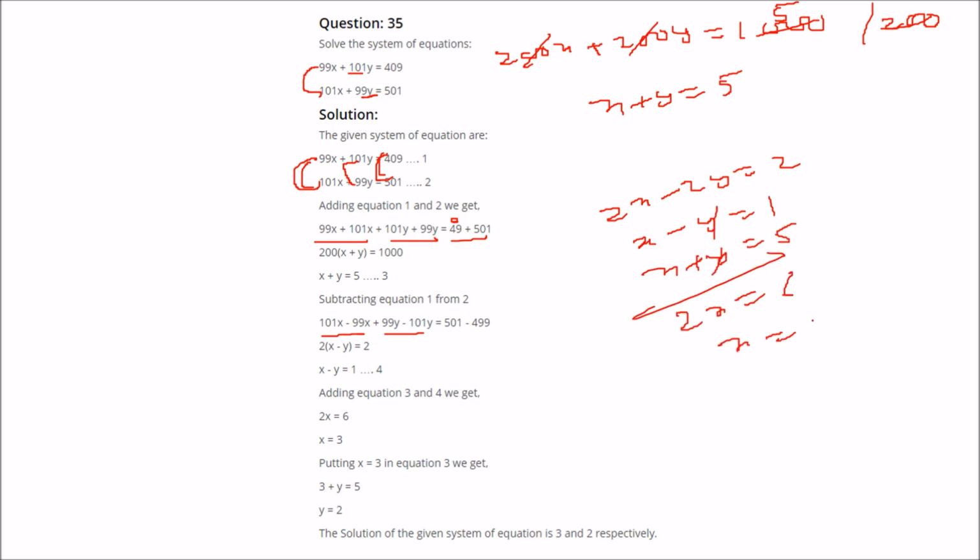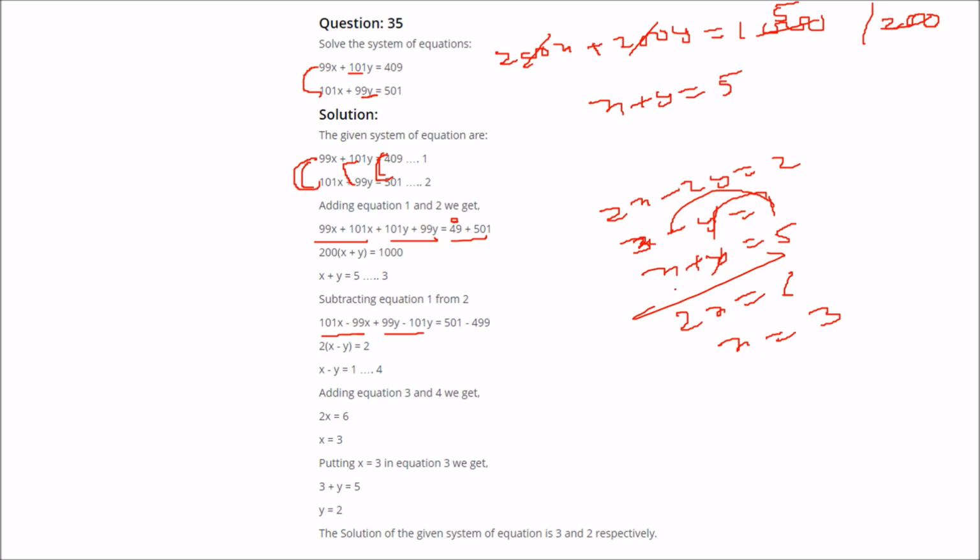2x will be equal to 6. X will be equal to 2 3 is 6. So put this x equal to 3 here. It will be 3 y here, 1 here. So y will be equal to 2. Right. So this is how we get it.